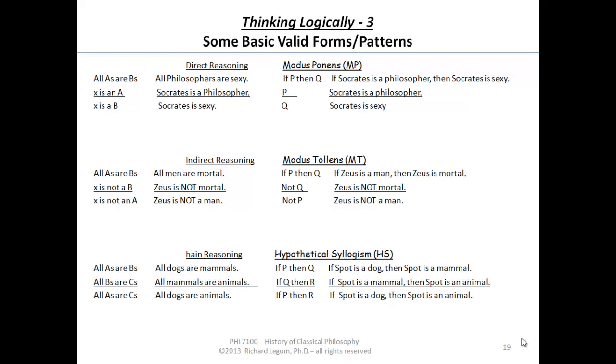Let's now just summarize the basic valid forms or patterns of inference that we're talking about. Direct reasoning. All philosophers are sexy. Socrates is a philosopher. Therefore, Socrates is sexy. All A's are B's. X is an A. Therefore, X is a B.